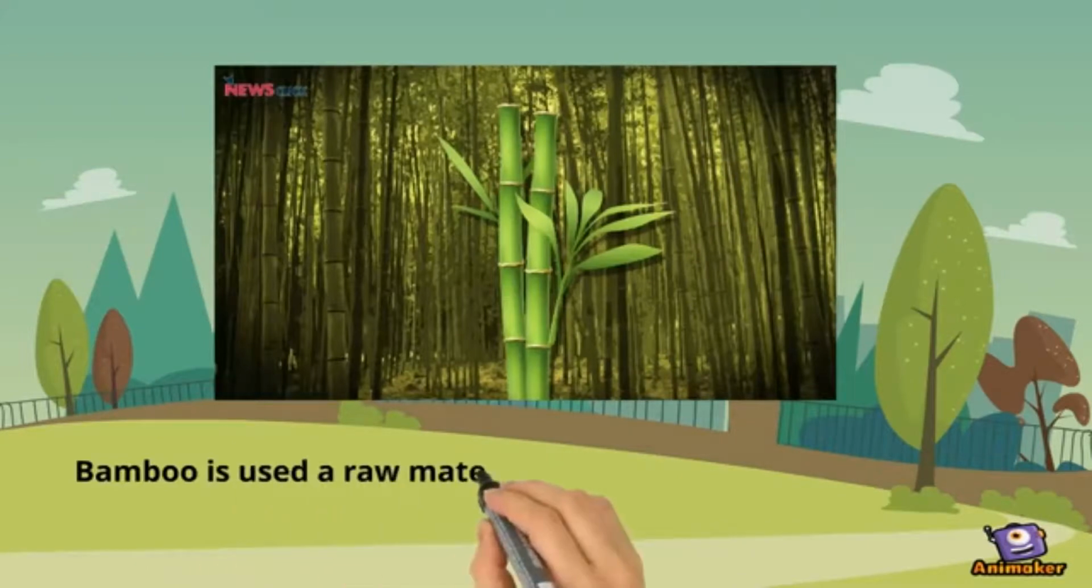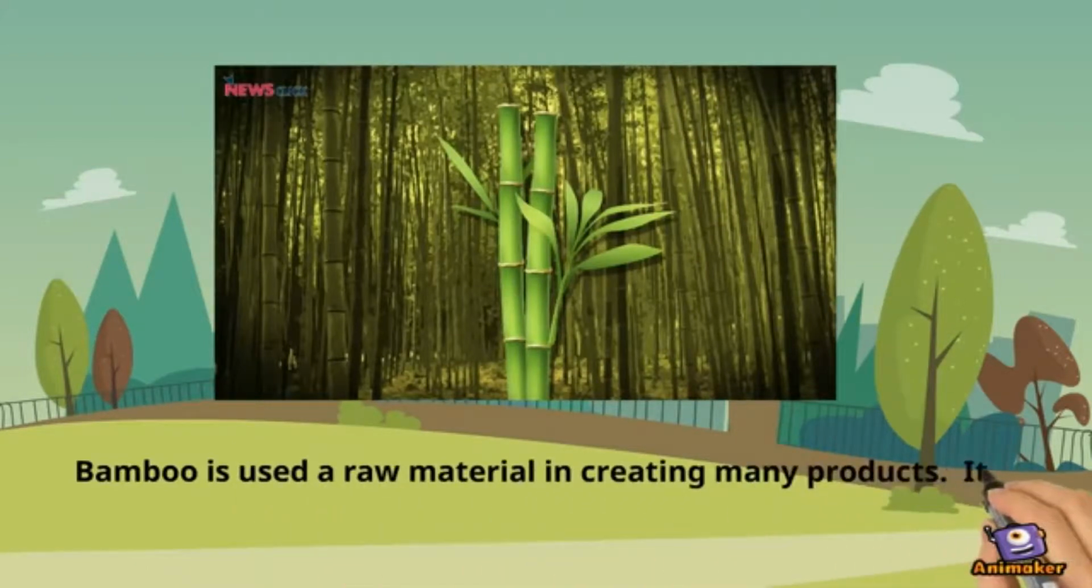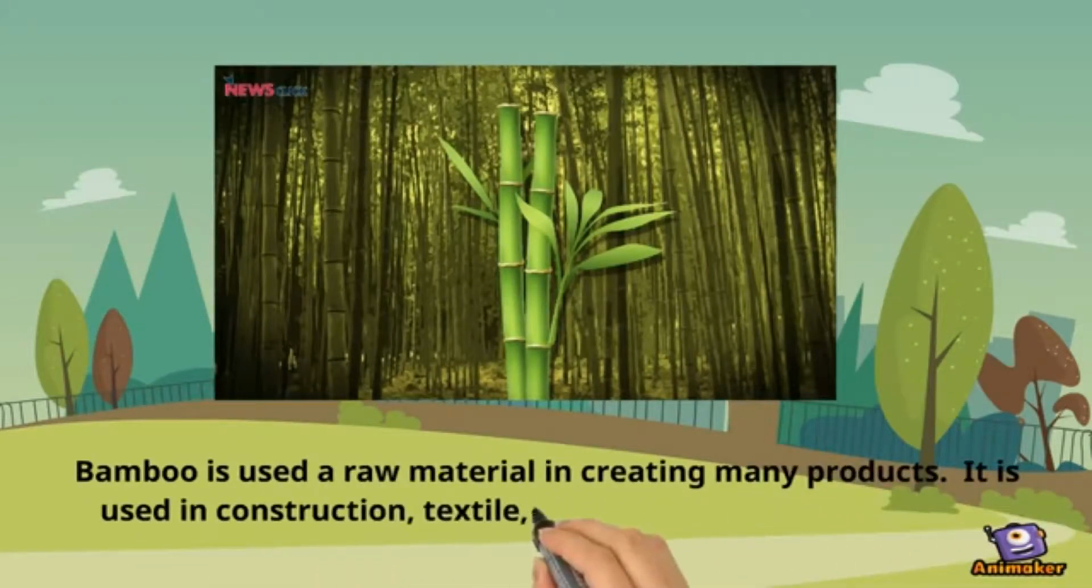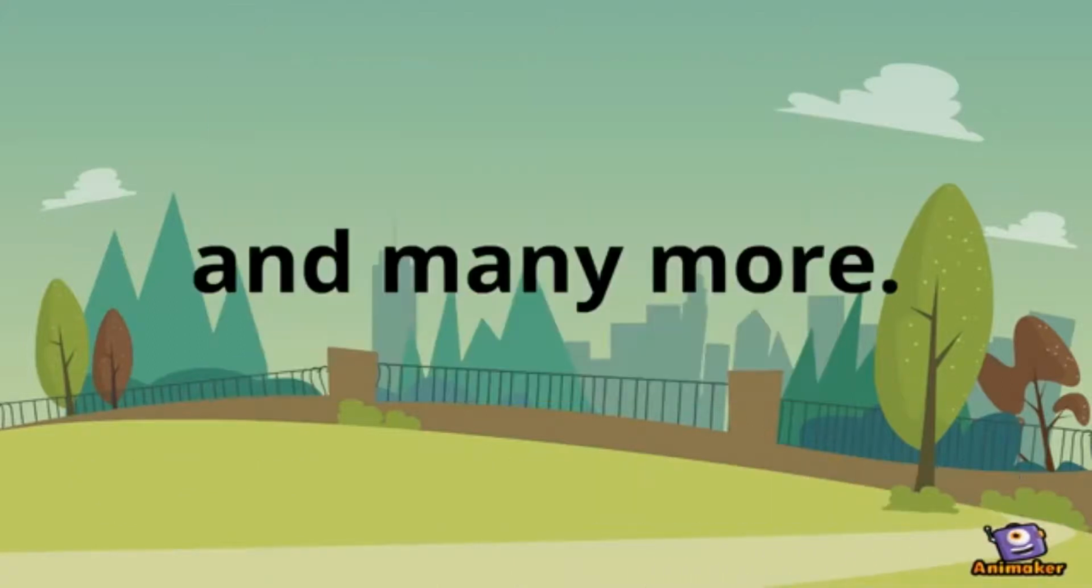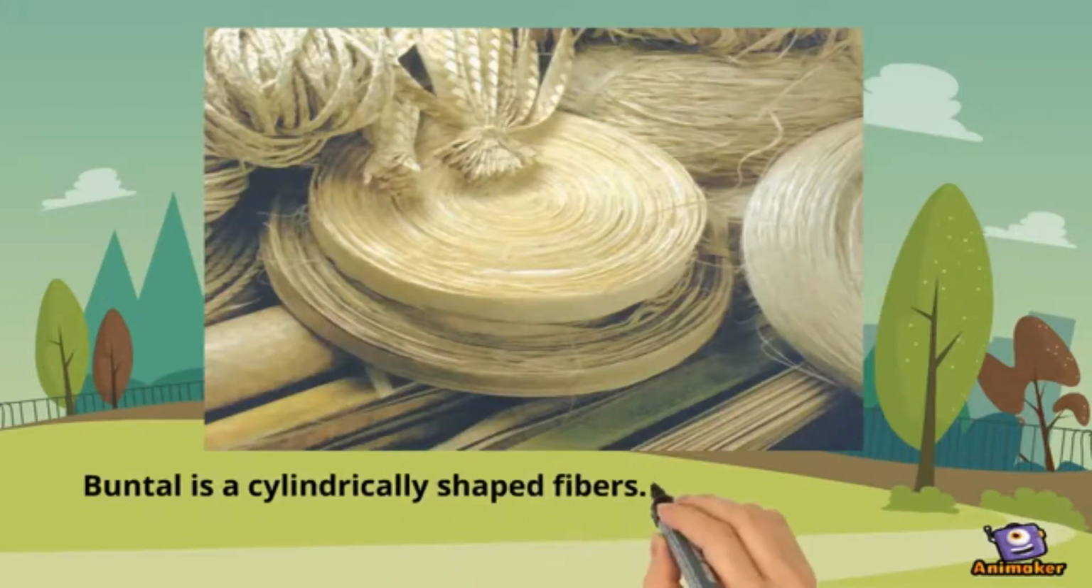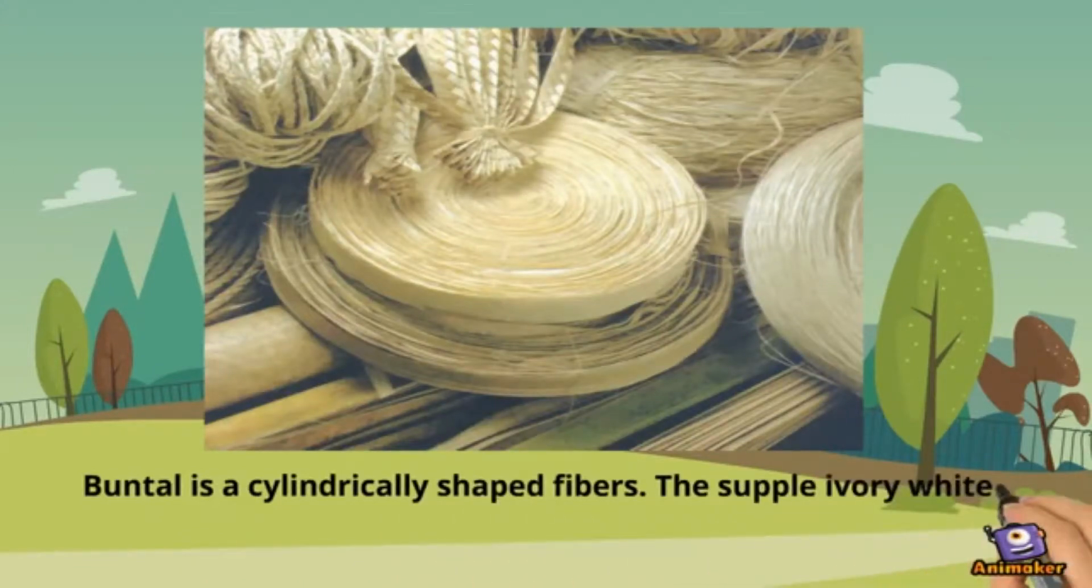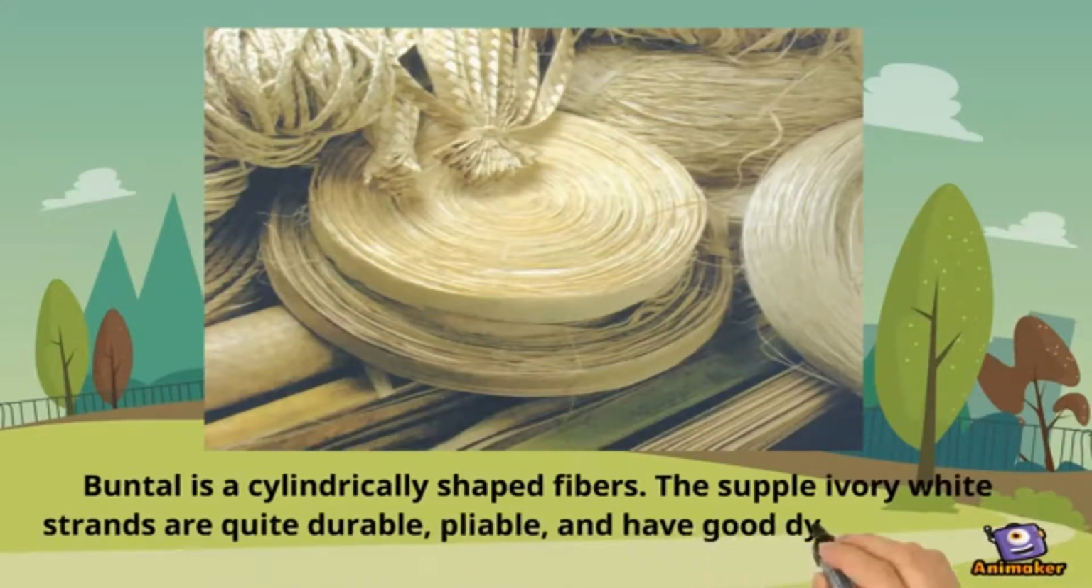Bamboo is used as raw material in creating many products. It is used in construction, textile, musical instruments, weapons, and many more. Buntal is a cylindrically shaped fiber. The supple ivory white strands are quite durable, pliable, and have good dyeing qualities.